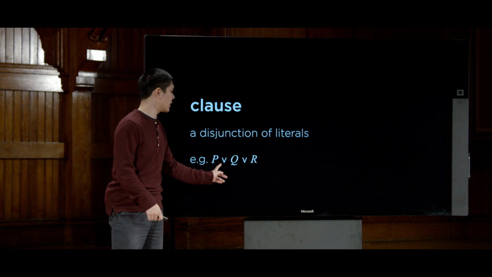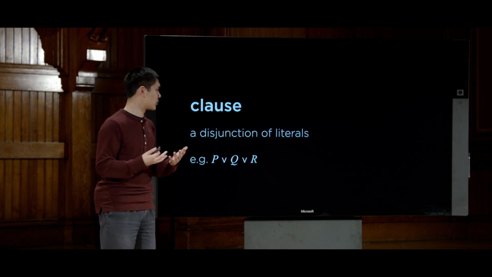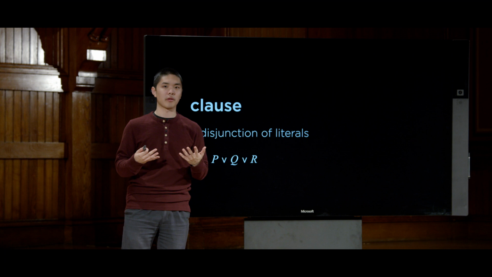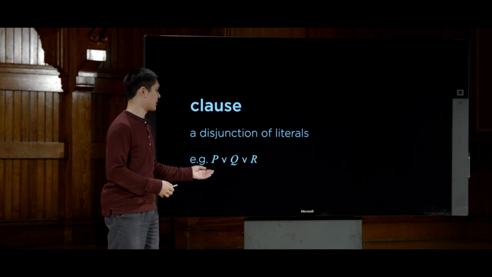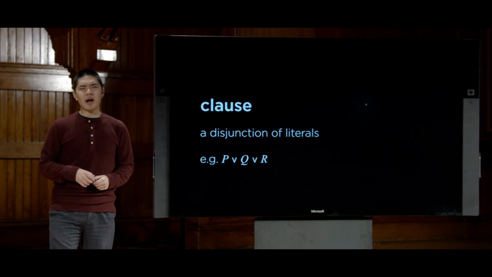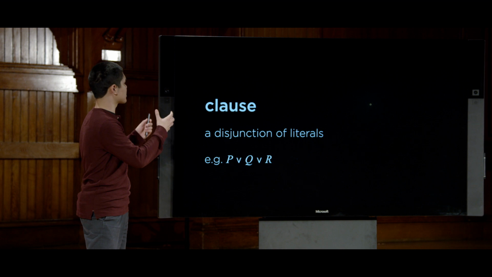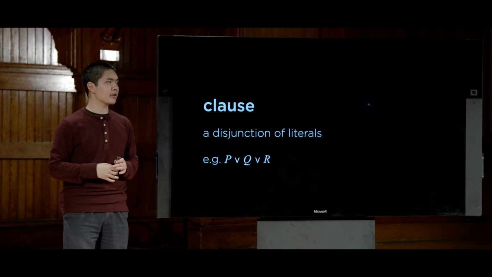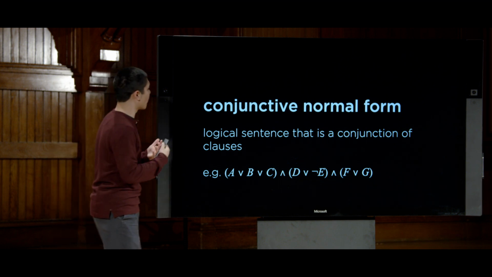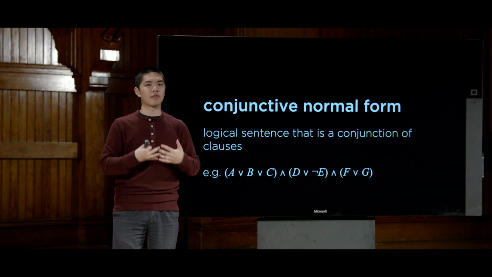So it's something like P or Q or not P or not Q. Those are all propositional symbols or not of the propositional symbols, and we call those literals. So a clause is just something like this, P or Q or R, for example. Meanwhile, what this gives us is an ability to turn any logical sentence into something called conjunctive normal form. A conjunctive normal form sentence is a logical sentence that is a conjunction of clauses.